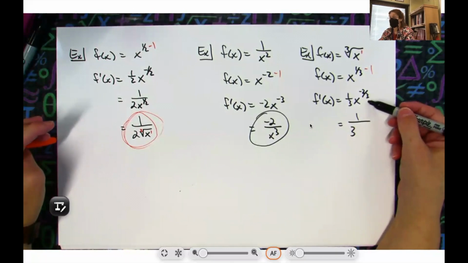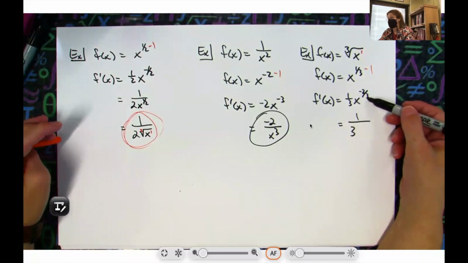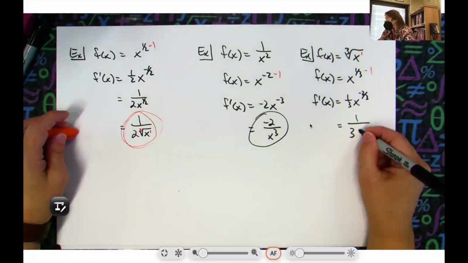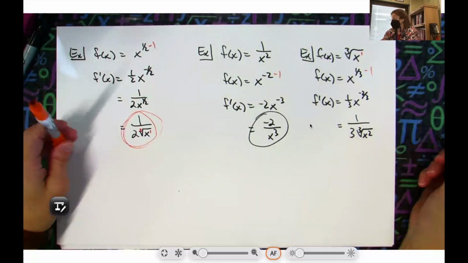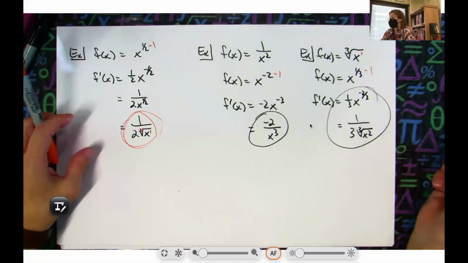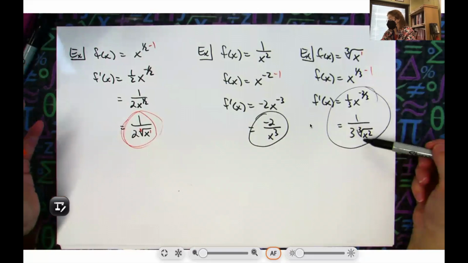Cube root of x squared. The bottom number is always the root. The top number then would be the exponent. So the cube root of x squared. Okay, but again, technically, are both those answers right? Yes, they are. I like this one better.